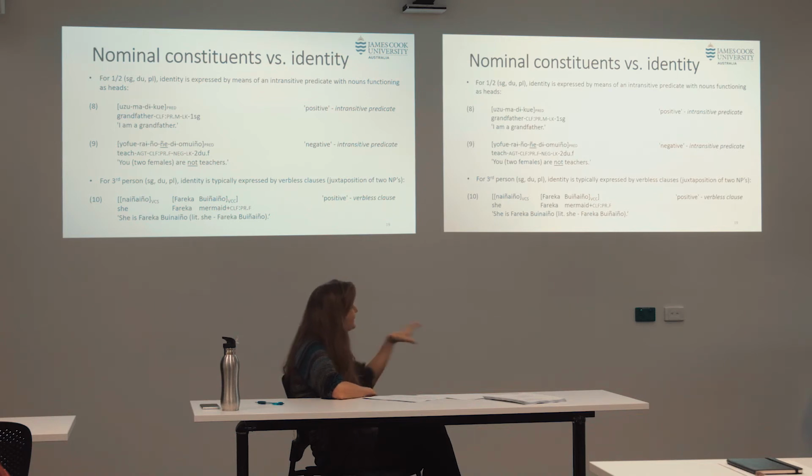You are not teachers. But what happens for the third person in Murui is that identity is expressed by a verbless clause. So we have a juxtaposition of two NPs. So I give an example here in 10, which is a verbless clause which expresses positive polarity or affirmation here. Najniaino pareka bujniaino. She fareka bujniaino, literally she is fareka bujniaino.